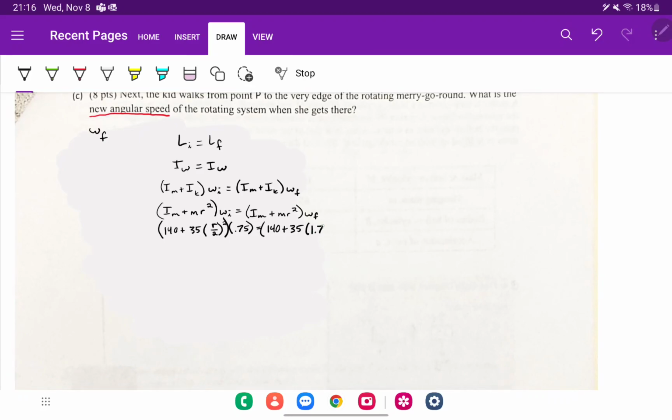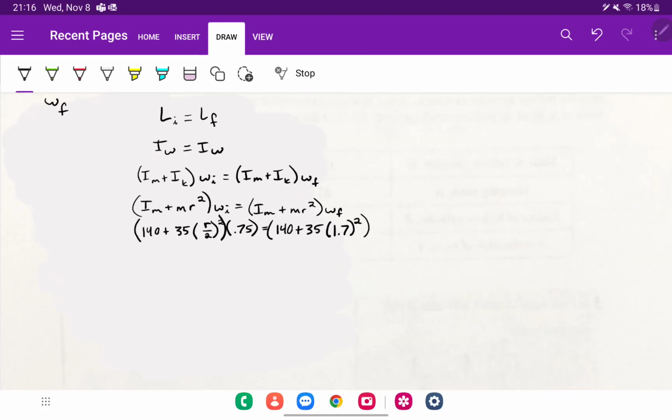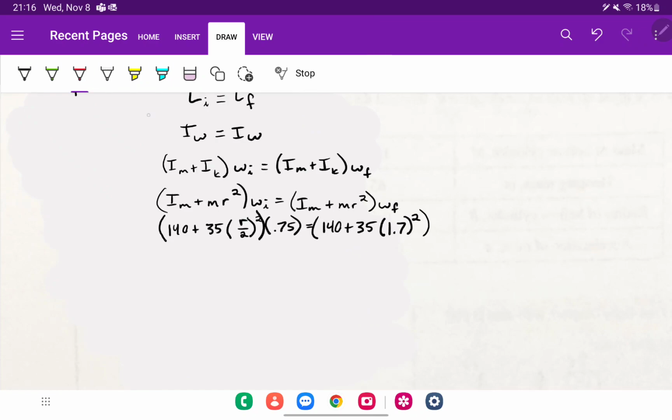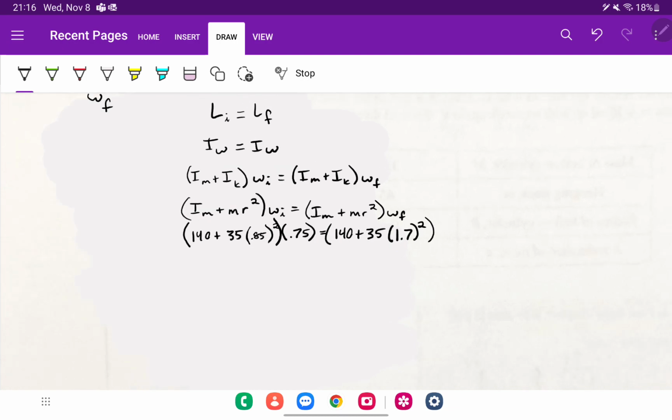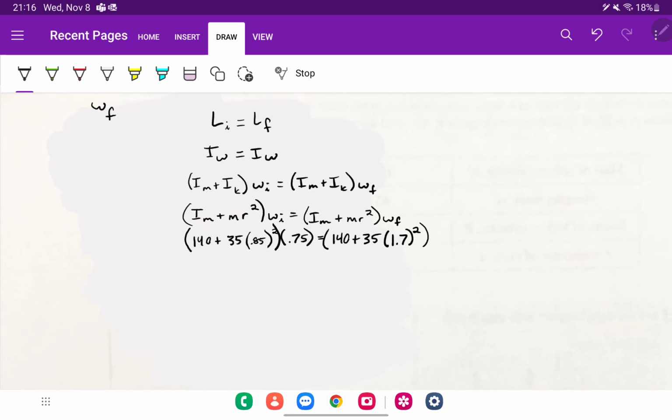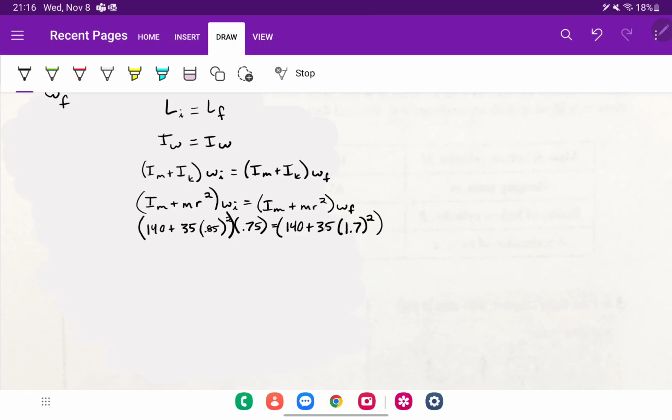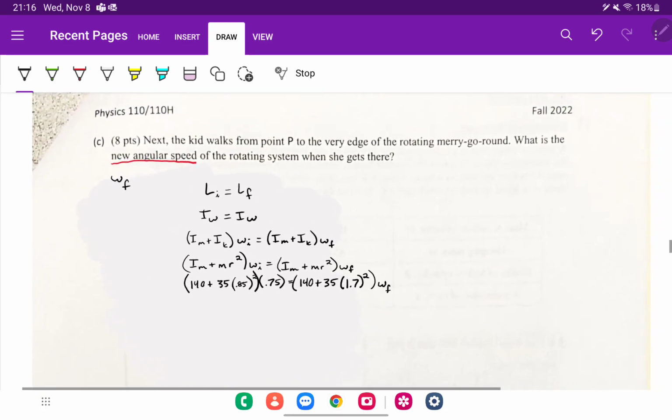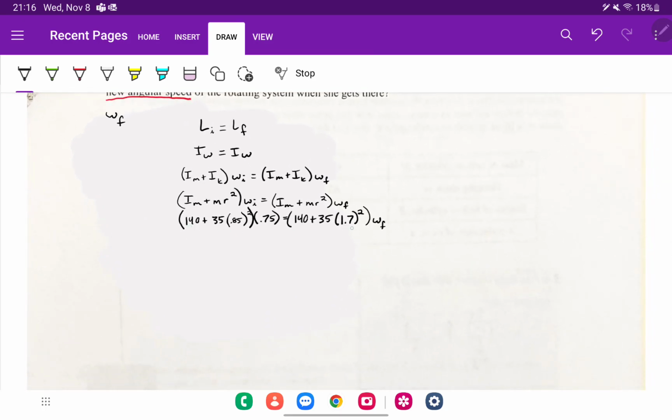So here we have a radius of 1.7, and I'm going to turn this R over 2 into our 0.85, because that's 1.7 divided by 2. Okay, so R squared, 1.7 squared, and then our omega final. And remember, that's what we're trying to find, is her omega final. So that's good. We have every number accounted for, and we only have one unknown, omega final.